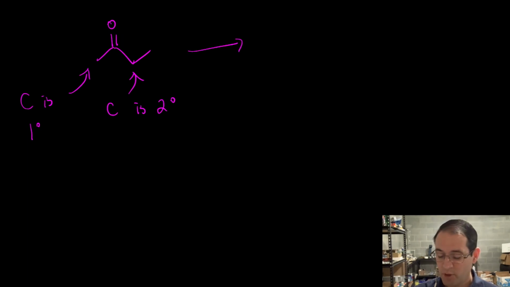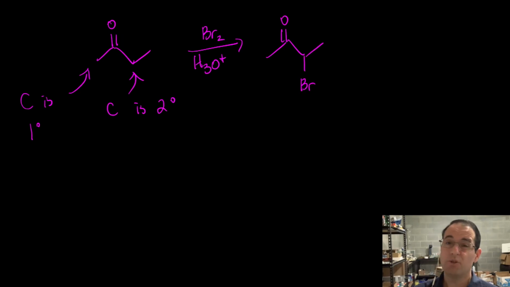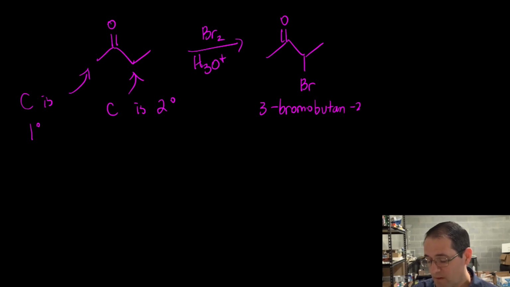So if we treat this with bromine and H3O plus, we're going to get 2-bromo-butan-2-one. I'm sorry, 3-bromo-butanone, okay, with the ketone at the 2 position, all right? So the bromine is going to go to the more substituted carbon. That's just an easy way to remember it, okay?